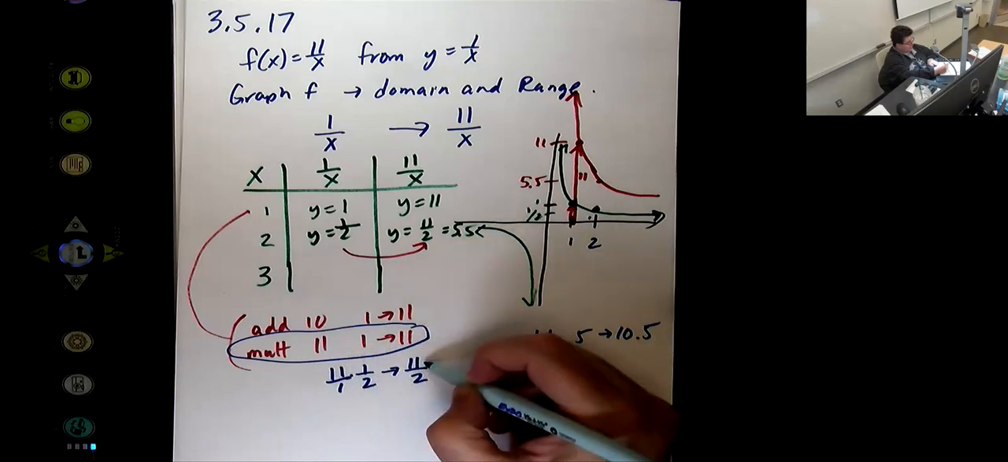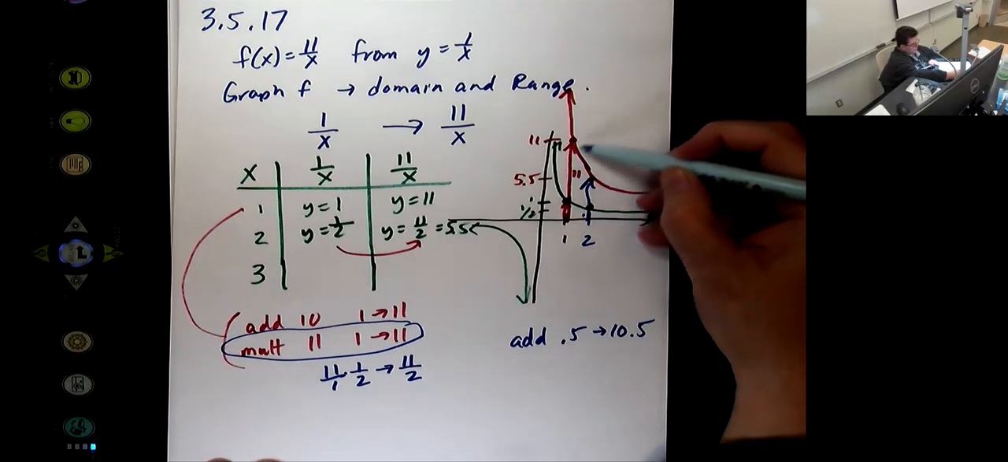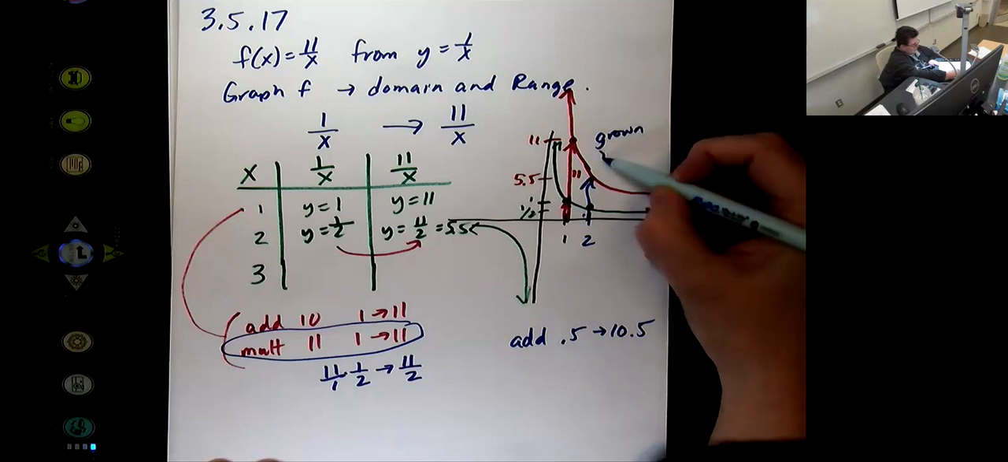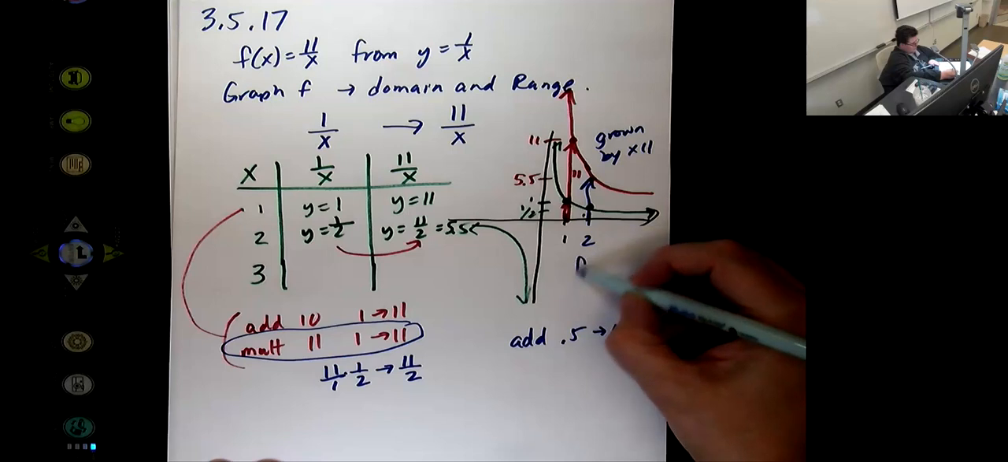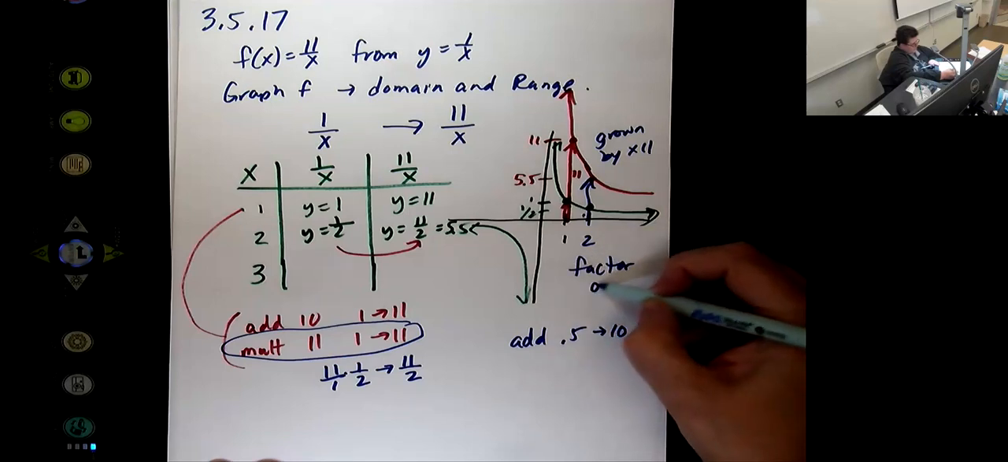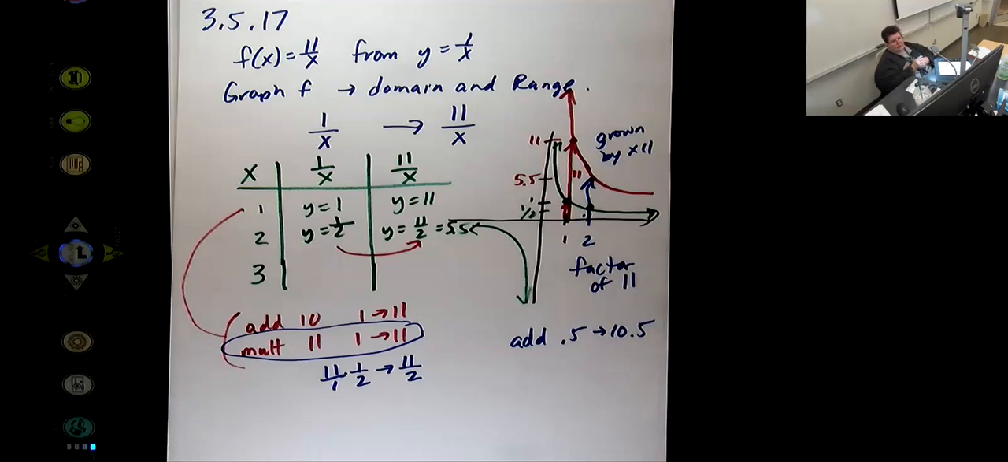11 times 1 on top, 1 times 2 on bottom. So it's multiplying, so it's making it grow. Each of these has grown by multiplying by 11, or grown by a factor of 11. Factor is a multiply term. And so if we look at the options we're given for this, it's going to do a factor of 11 right there. That's what's going on.